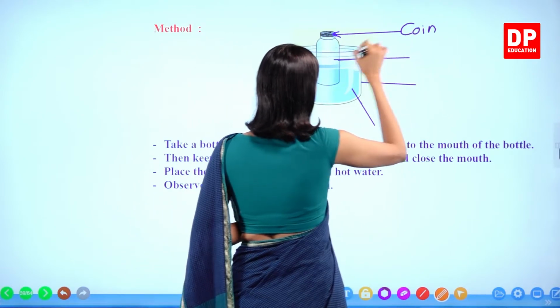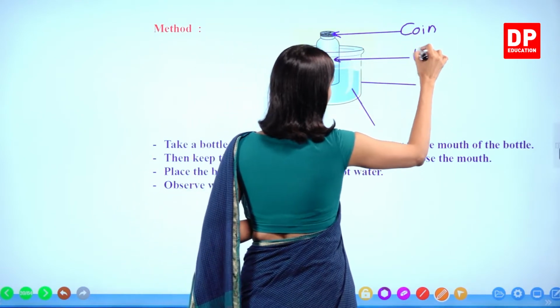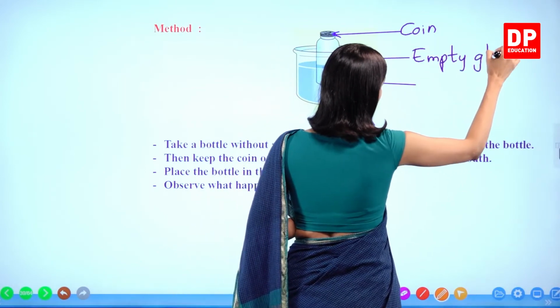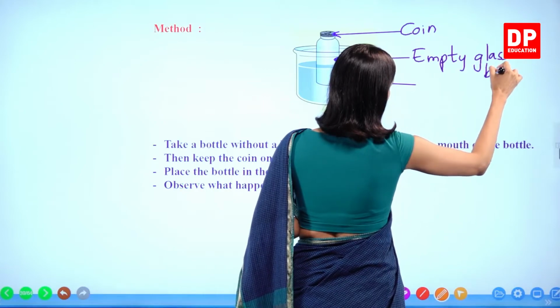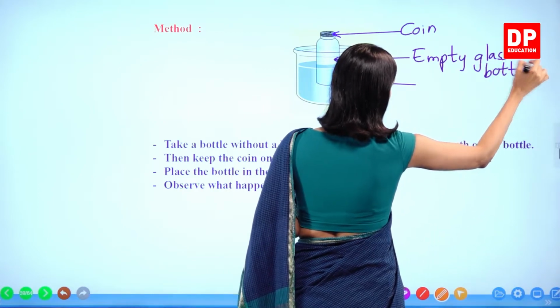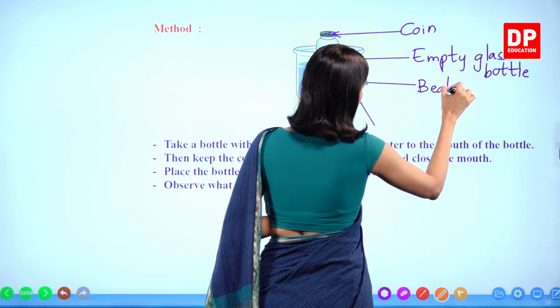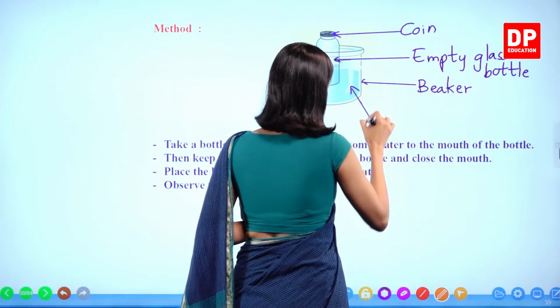Coin, empty glass bottle, beaker, and here hot water.